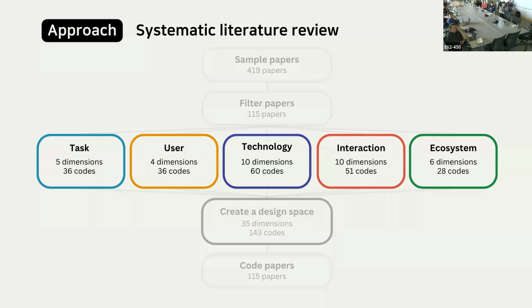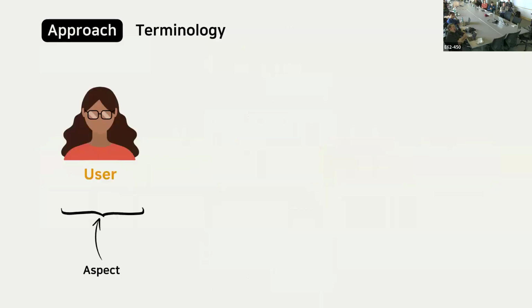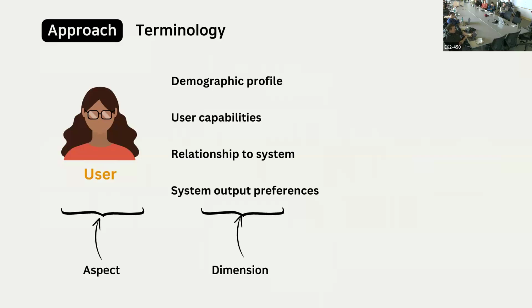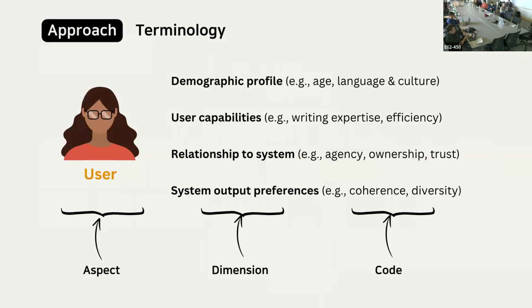And what do I mean by dimensions and codes? Let's take a look at the user aspect. So for user, we are calling it an aspect. And we have dimensions that are fundamental components of the aspect. So it can be things like demographic profile, user capabilities, relationship to system, output preferences. And then the codes are basically the options for all these dimensions.